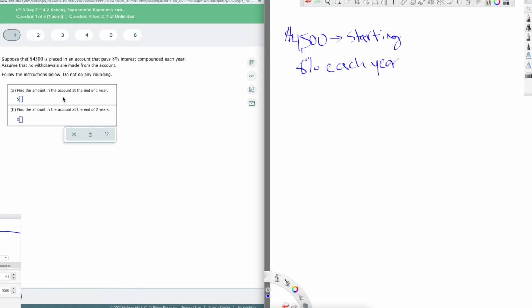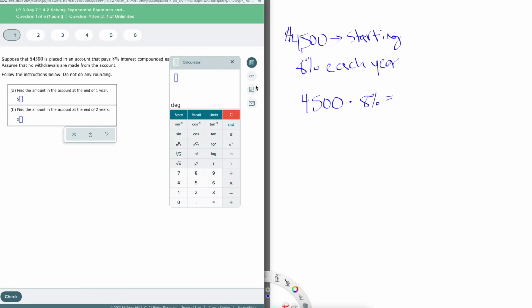Find the amount in the account after year number 1. Without having the interest formula, we're just going to take a look at this amount. So we have this much in here, and I earn 8%. I'm just going to do my calculation. How much did I earn? So 4,500 times 8%, and there isn't a percent button on here. I know on the smart calculators there is, so make sure you move that over so that it's 8%. You're not multiplying by 8, you're multiplying by 8%. That's definitely going to give you a different number.